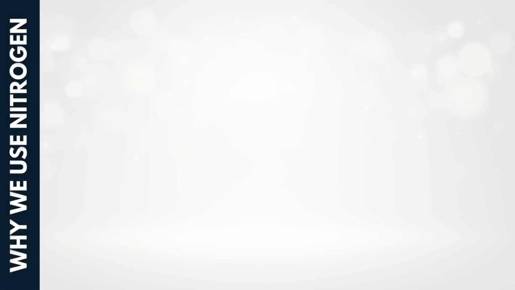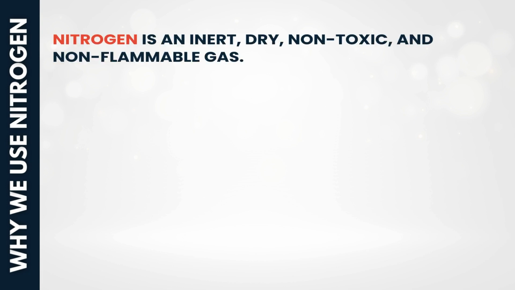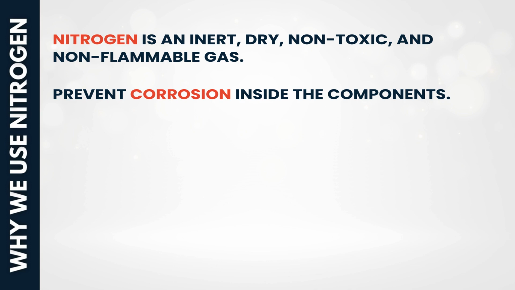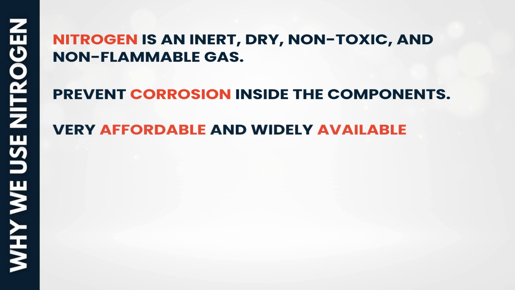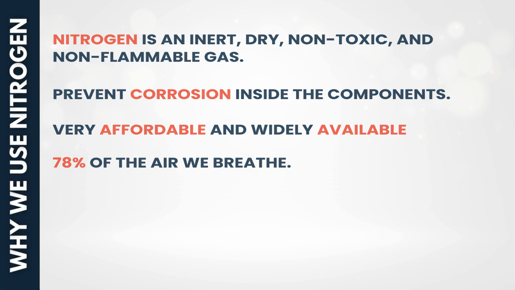Let's start with why nitrogen is used for leak detection. Nitrogen is an inert, dry, non-toxic, and non-flammable gas. Because it's inert, it won't react with any part of the AC system. And since it's dry, it doesn't introduce moisture, which means it helps prevent corrosion inside the components. It's also very affordable and widely available, since nitrogen makes up about 78% of the air we breathe. That's why it's the top choice for leak detection and system pressurization in the HVAC industry.